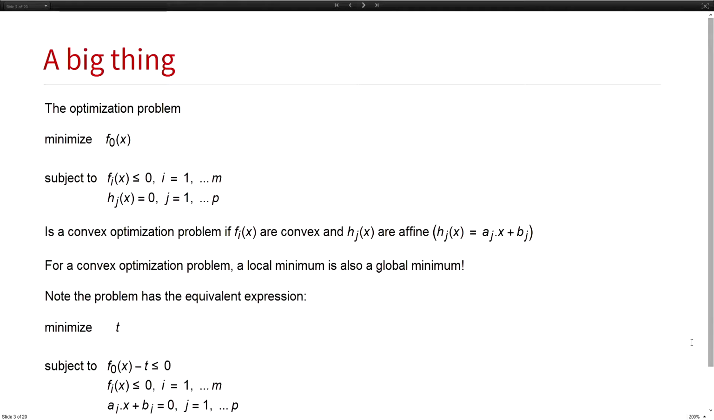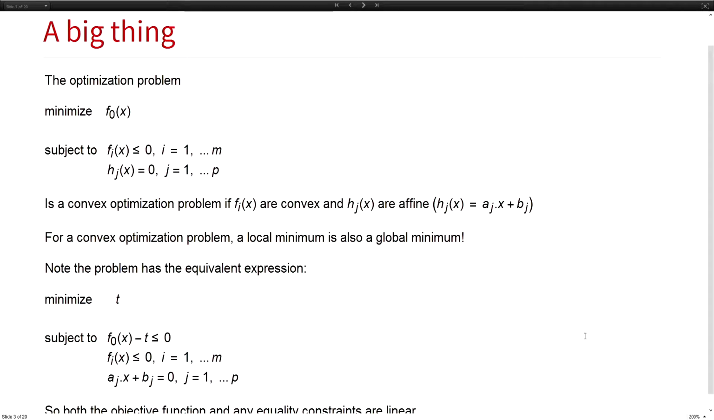So here's a big thing about convex optimization. We'll call the optimization problem: minimize some function of x. This is just the classic optimization problem, with a bunch of inequality constraints with functions f_i and some equality constraints. It's called a convex optimization problem if all the f_i are convex functions and the h_j are affine functions, or mainly linear functions. And then we have what's called a convex optimization problem.